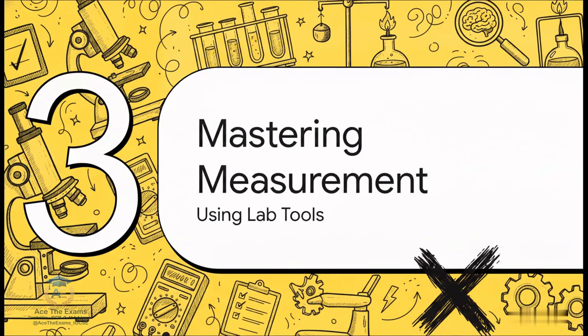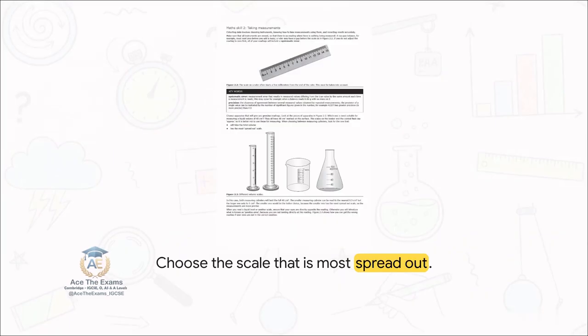All right, Section 3, Mastering the Measurement. Now we move from the planning phase to the execution phase. This is where we focus on the actual equipment sitting on your lab bench and how to use it without completely sabotaging your own data. This beautifully illustrates a massive trap that students fall into all the time, especially on the alternative to practical paper.